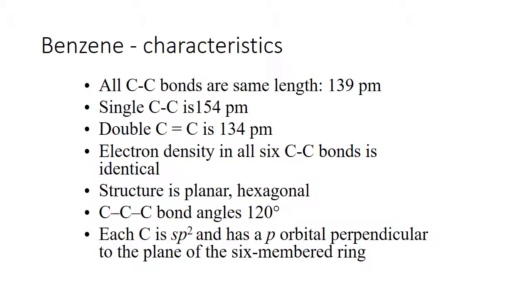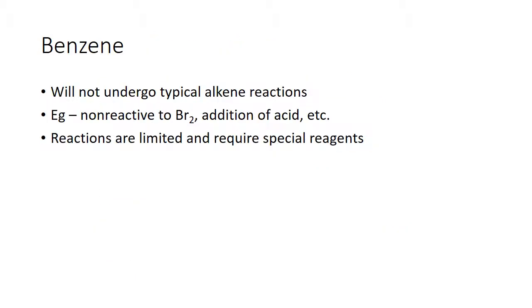What we also find is the electron density is homogeneous around the ring. There's no excess of electrons in one place and dearth of electrons in another place. If you mix it with bromine, you won't get it to add across any double bonds. You add acid, it's resistant to that. It doesn't do anything with acid. There are reactions that it will undergo, but they're limited and they require special reagents. The bond angles are 120 degrees, which you would expect.